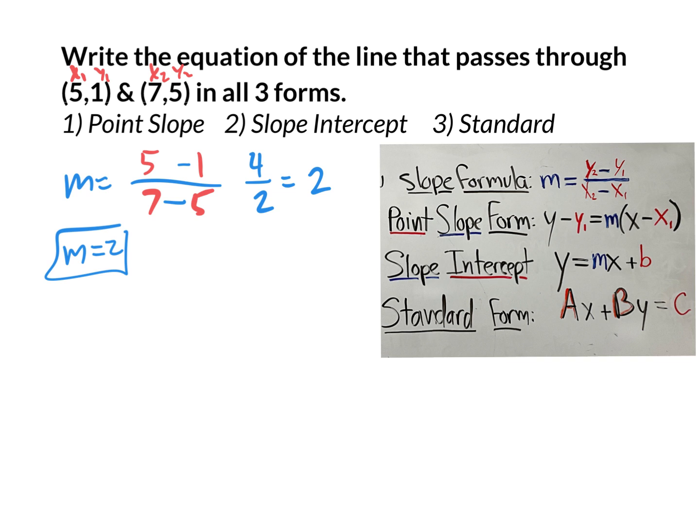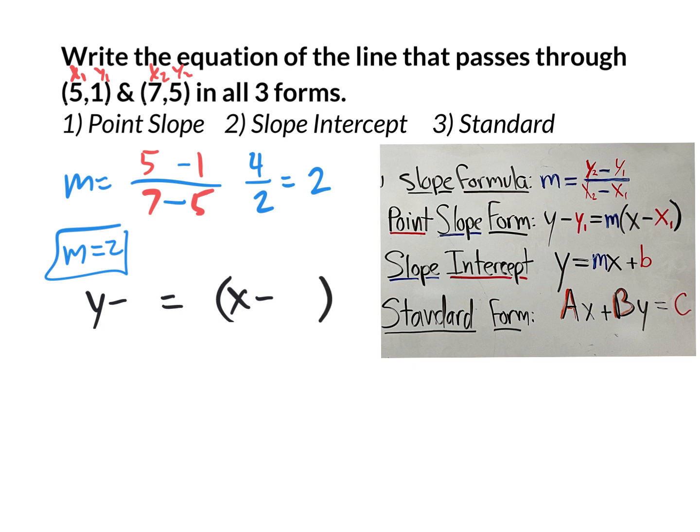So I have my slope. I need a point. Well, I have 2 points. So I'm going to use the x1, y1 to write it in point slope form. Y minus y1 equals m parentheses x minus x1. But of course, I'm going to write it with blank spots. Y minus y1 equals m parentheses x minus x1.